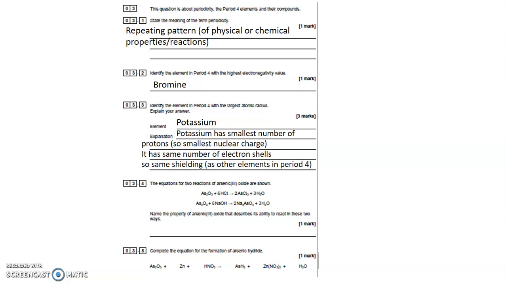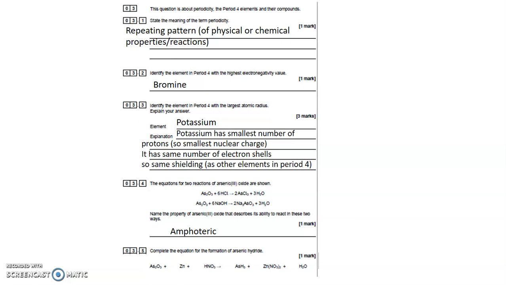If I look at those two equations here, name the property of arsenic oxide that describes its ability to react in these two ways. We've got hydrochloric acid, HCl, and we've got NaOH, sodium hydroxide. Hydrochloric acid is an acid, sodium hydroxide is a base or an alkali. Something that will react with both acids and bases is said to be amphoteric.